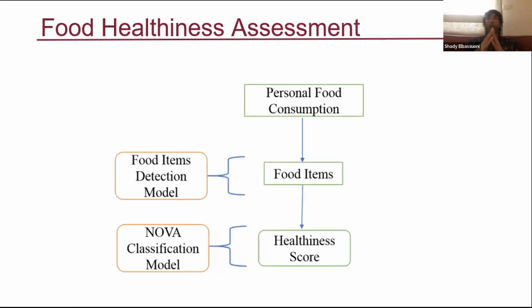Finally, I'm going to talk about one additional model that we've built. That model focused on the children and what they're eating, and it tries to assess how healthy the food they consume is. Given an image that represents personal food consumption, meaning specifically for the child, this model would first extract the food items from that image because it contains multiple food items, and then it will use the NOVA classification model to assess the healthiness of each food item.